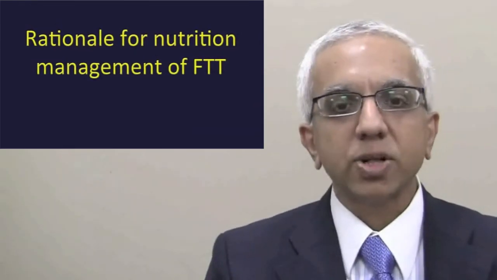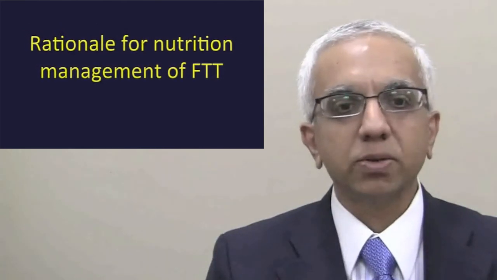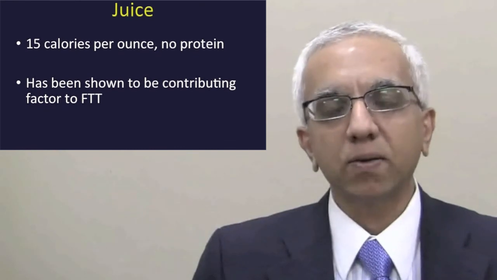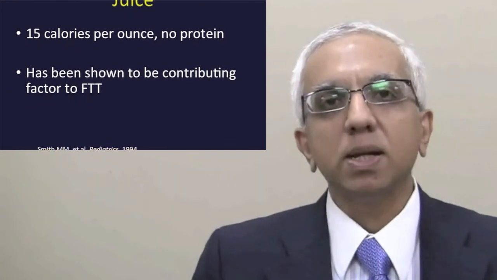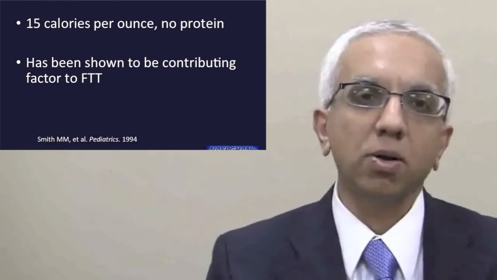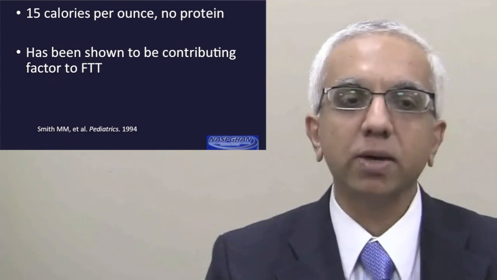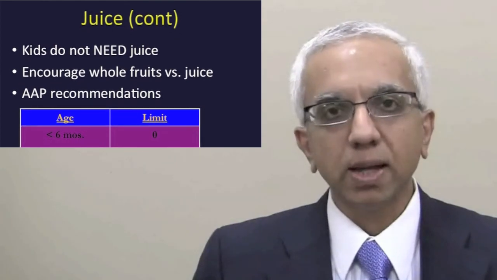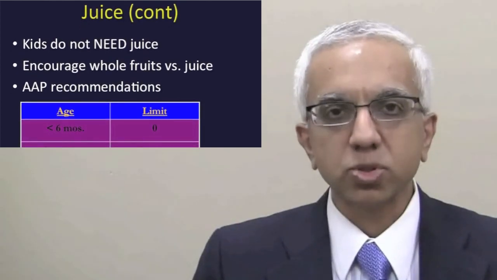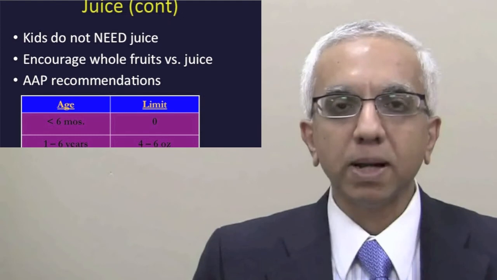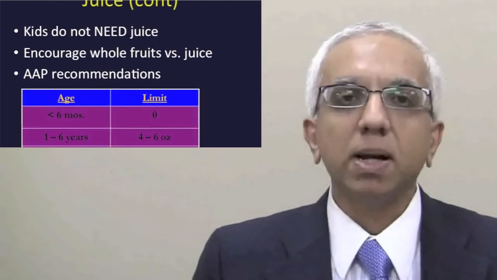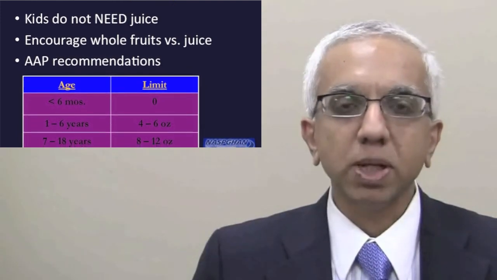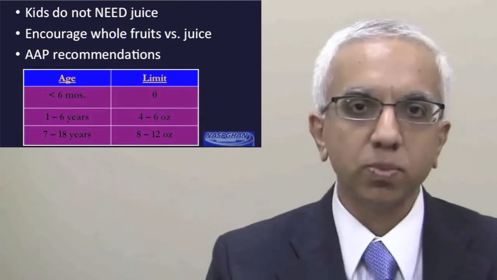Here is our rationale for nutrition management of failure to thrive. Firstly, juice. Juice has 15 calories per ounce and no protein. It has clearly been shown to be a contributing factor in failure to thrive. Kids do not need juice. It is better to encourage whole fruits versus juice. The AAP recommendations are outlined on this slide, but in any child that is not growing well, the amount of fruit juice that should be consumed should probably be 0.